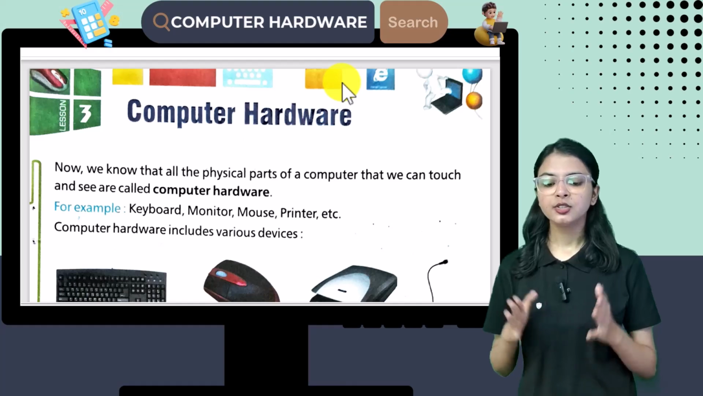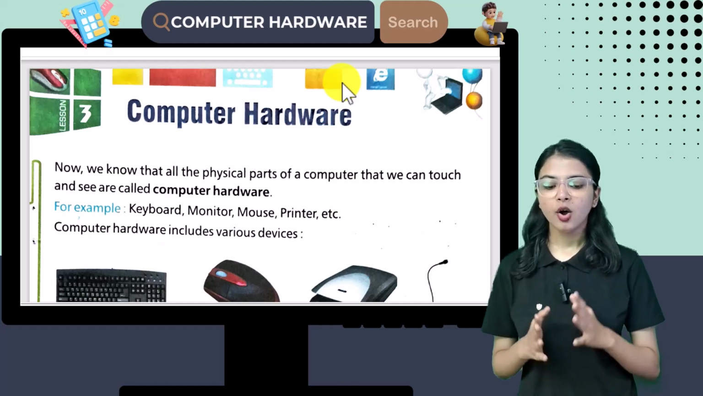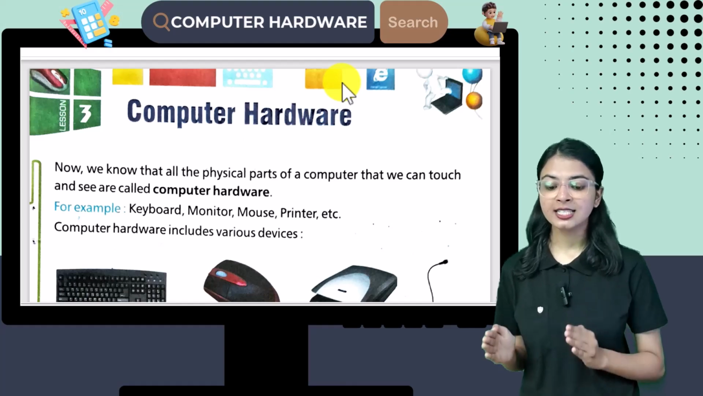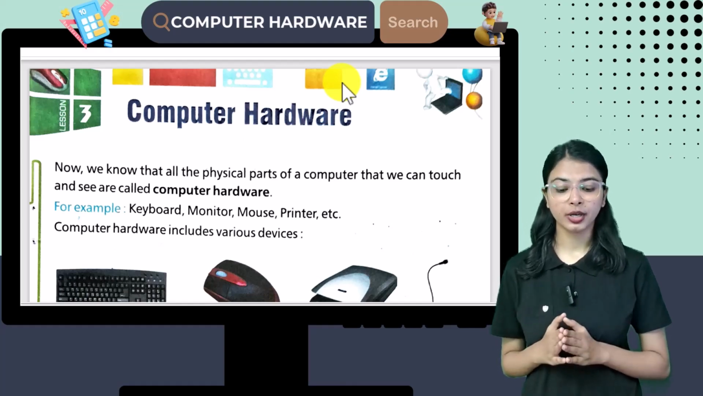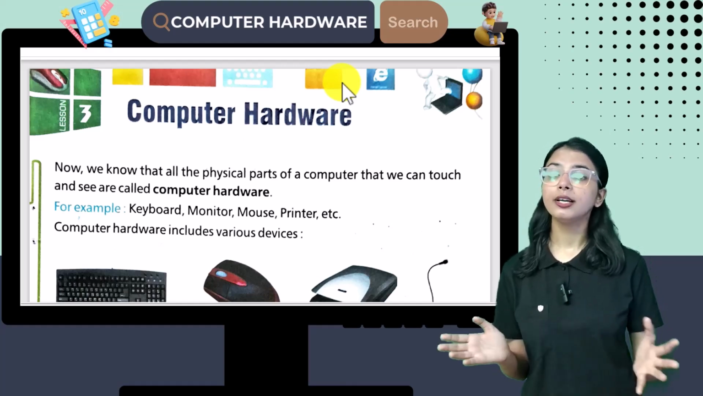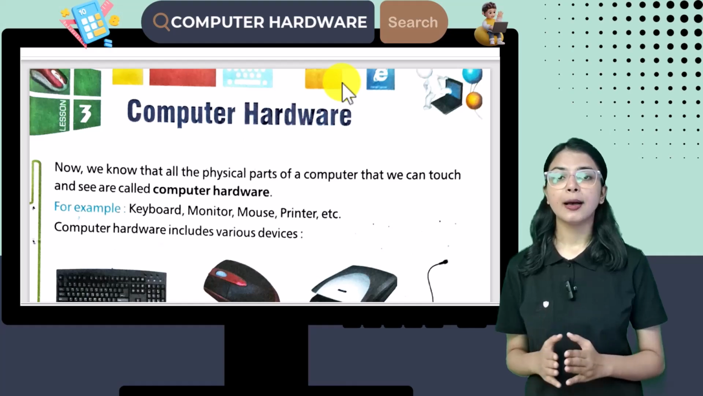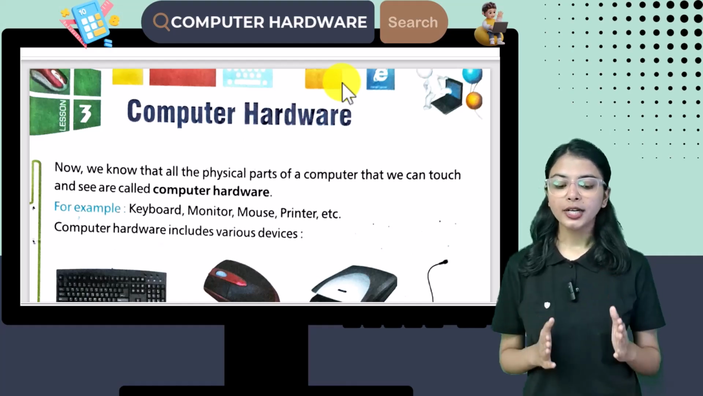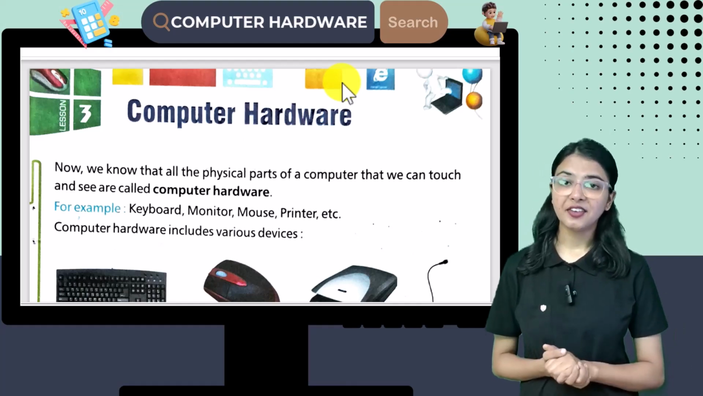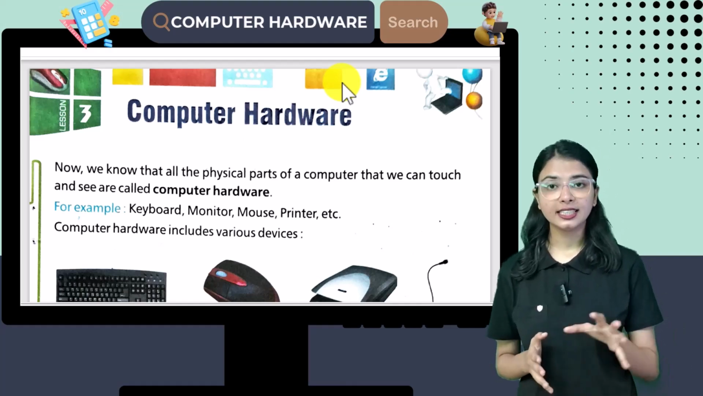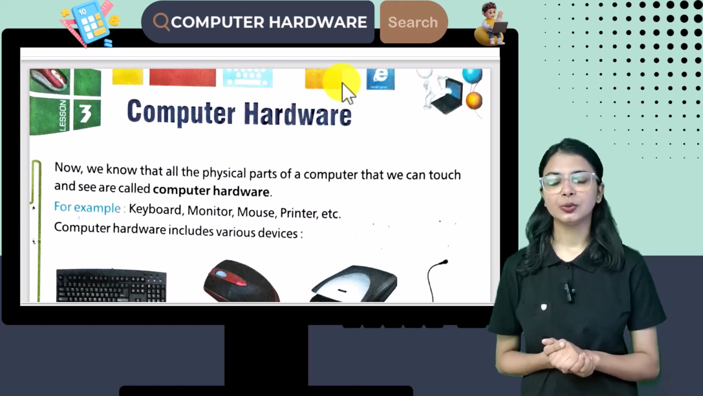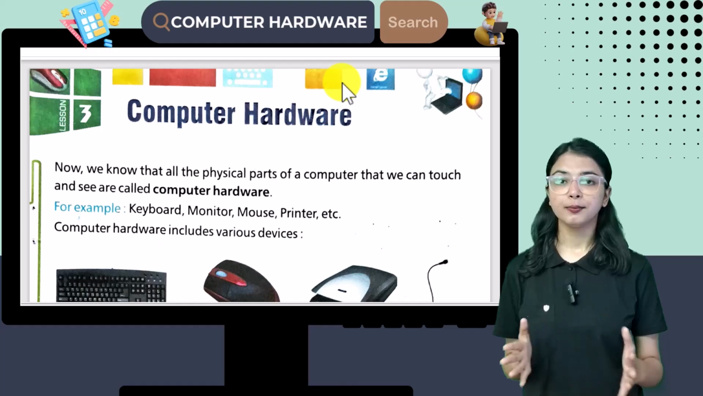Okay, students. So, now we know that all the physical parts of a computer that we can touch and see are called computer hardware. For example, keyboard, monitor, mouse, printer are called hardware devices. Because we can see those devices and also we can touch these devices. So these devices are computer hardware.